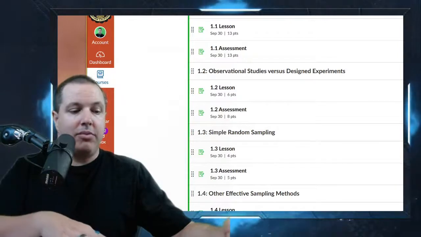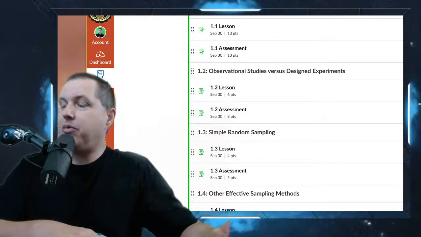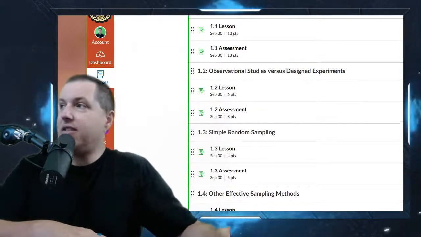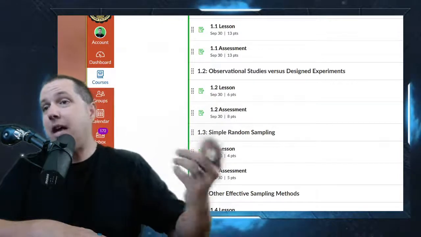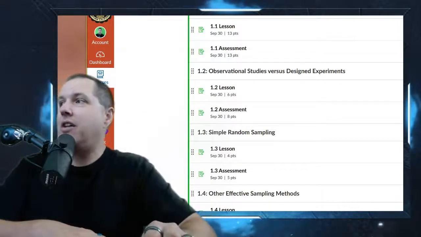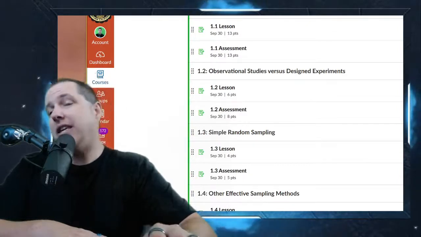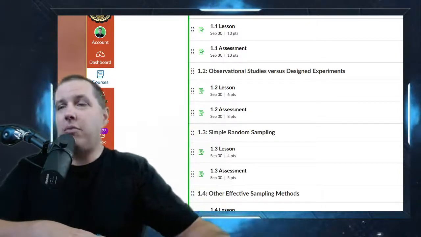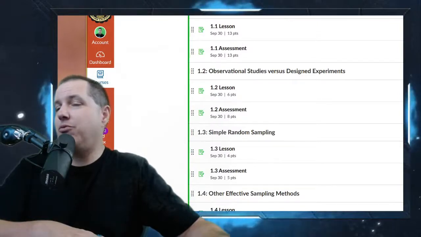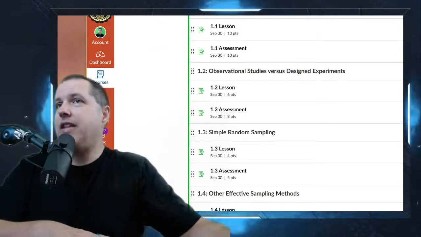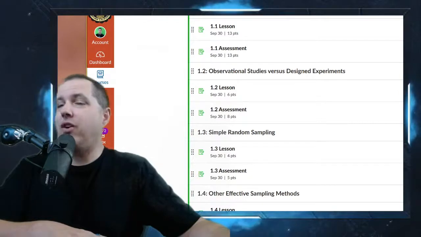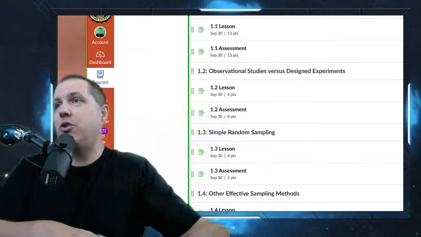Voluntary response samples or self-selected samples, sometimes called convenience samples. Basically, I hate to say it, the easier it is to collect data, probably the worse that data is. That's not always the case, but like the easiest thing you could do, take a poll, throw it up on a website, see what you hear back. That's a convenience sample. It's very convenient to run that sample. It takes almost no work.